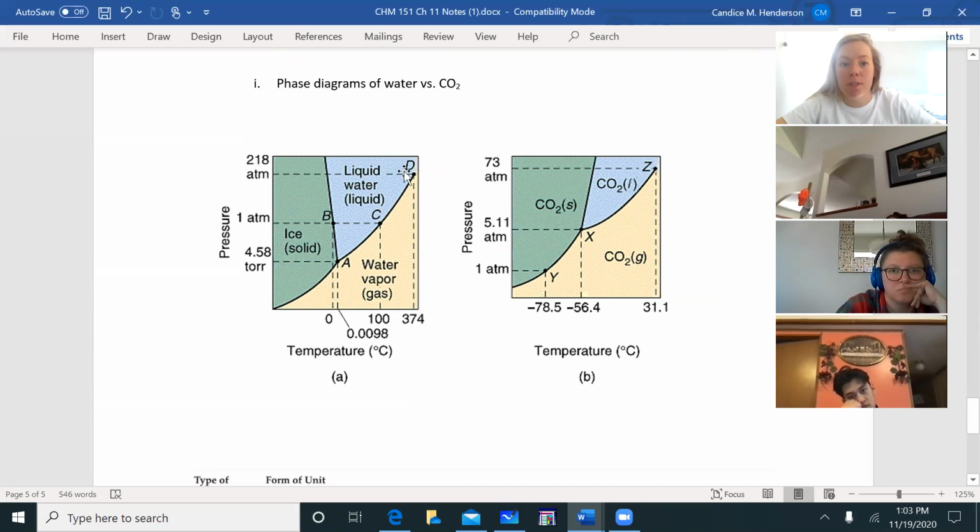Remember, if we're talking about normal conditions, we would say it's 1 atm. So on these diagrams, I would say that this here and this here would be considered our normal conditions.